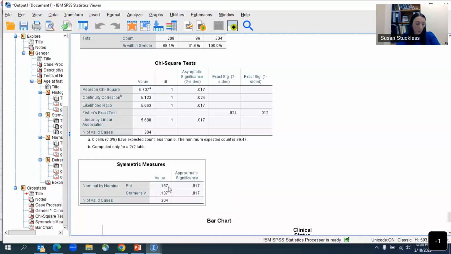Anything under 0.1 would be considered a small effect, and 0.1 to 0.3 is where we would fall. There is a moderate effect. And then I think above 0.5 for this value is considered a strong association. Now I just did this for a 2x2, but for the sake of time, this could have been done for a 2x3 or a 3x3, any size table.